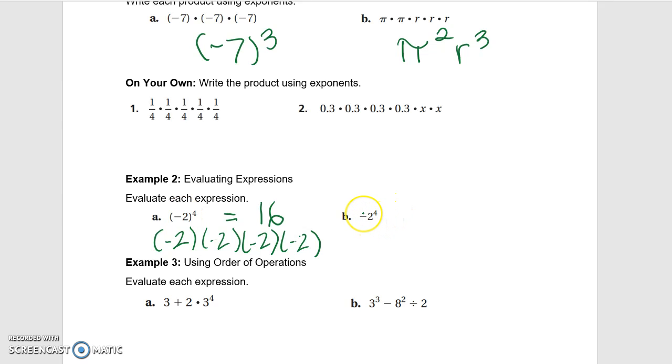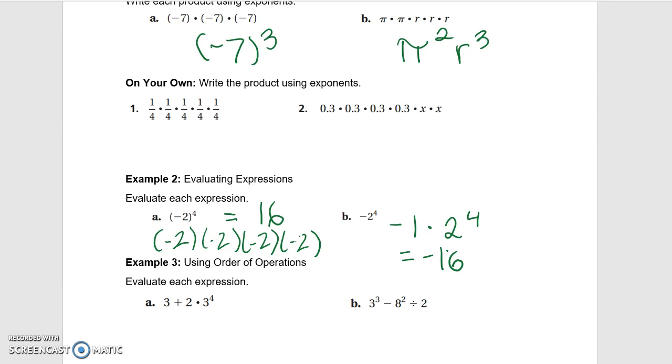So this negative out in front is like the multiplier, -1 times 2 raised to the 4th power. And we just learned that 2 to the 4th is 16. So multiplied together, -1 and 16 make -16.